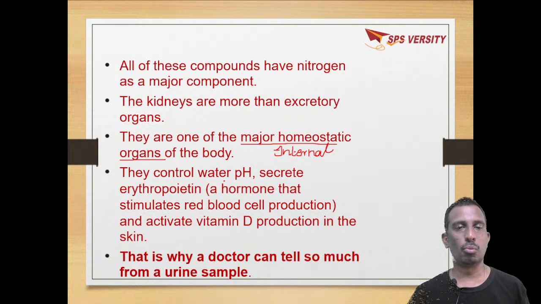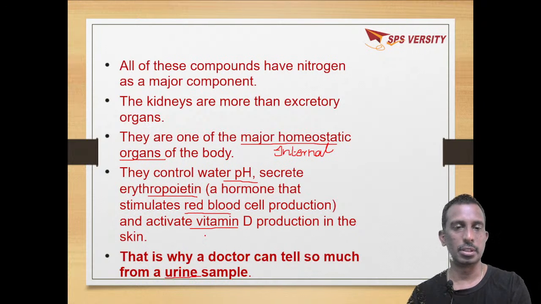So they control water and pH. Not only excretion, they control the pH. They secrete a hormone, erythropoietin, which stimulates red blood cell production, and activate vitamin D production in skin. That's the reason why doctors give so much importance to the urine sample whenever a disease is diagnosed.